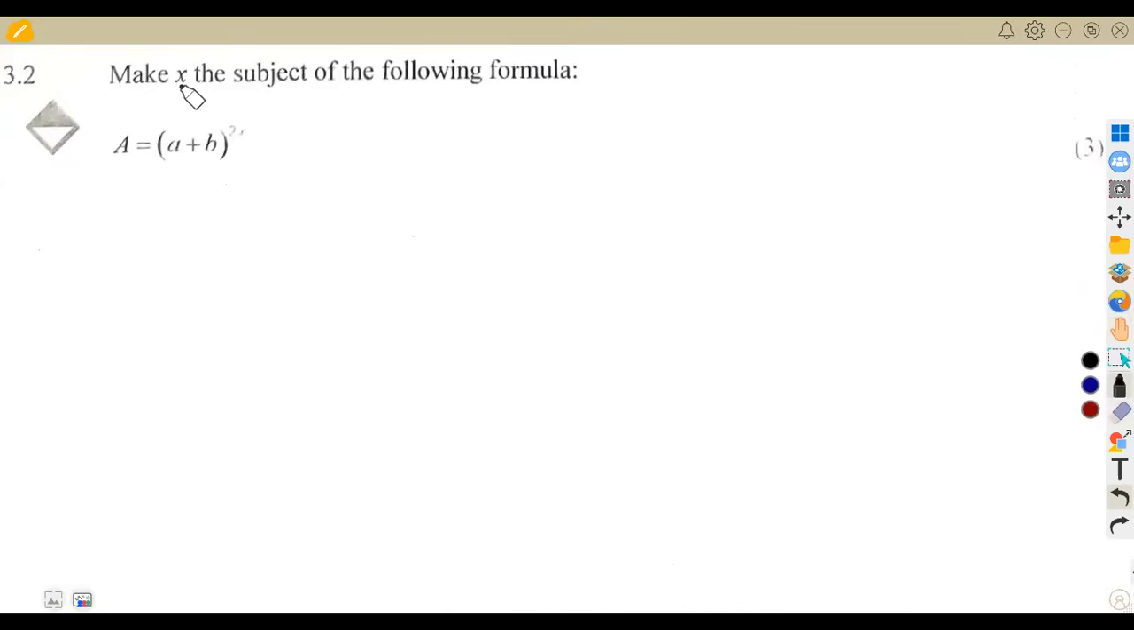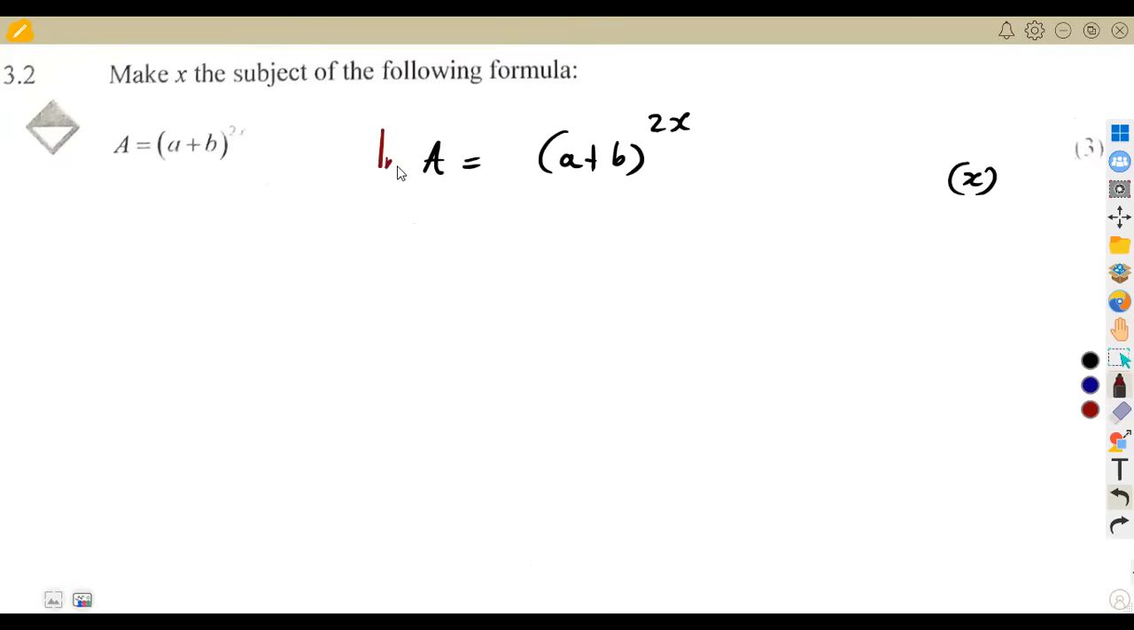Let us check 3.2, make x the subject of the formula, whereby we are given that A is equal to (a plus b) to the exponent of 2x. So this is a capital letter A. Then we've got a small letter a, and b a small letter. So we're asked to make x the subject. So as you can see, x is on the exponent. So we're going to introduce the logarithm.